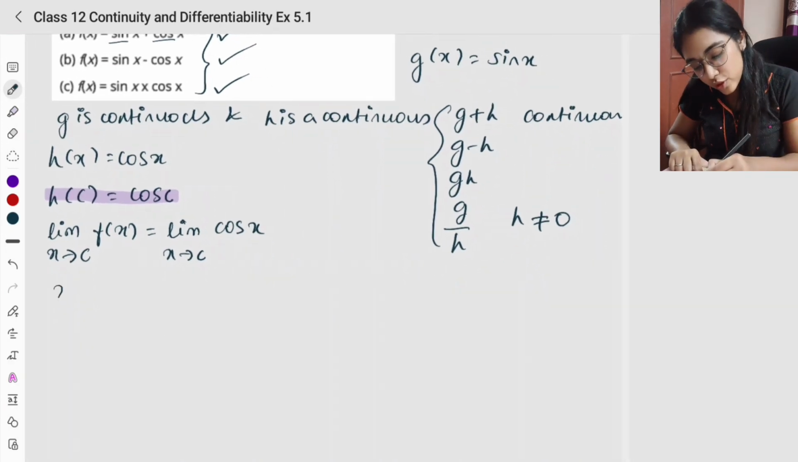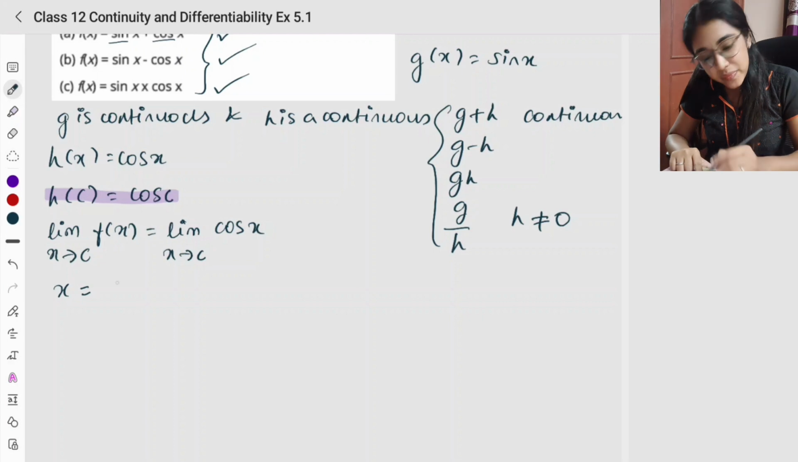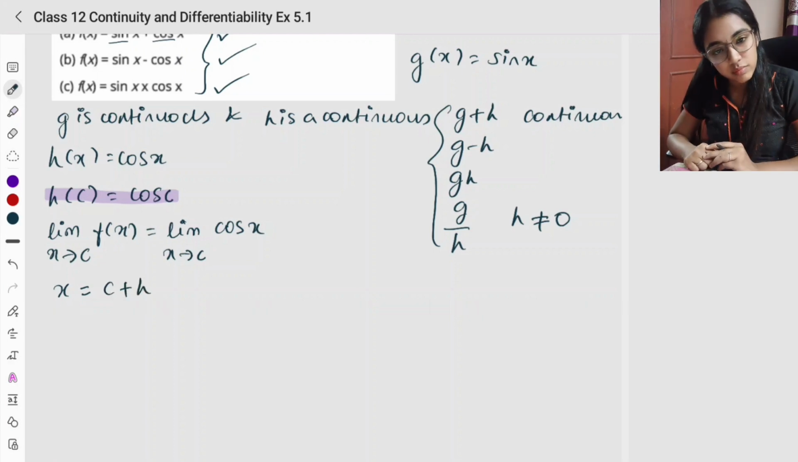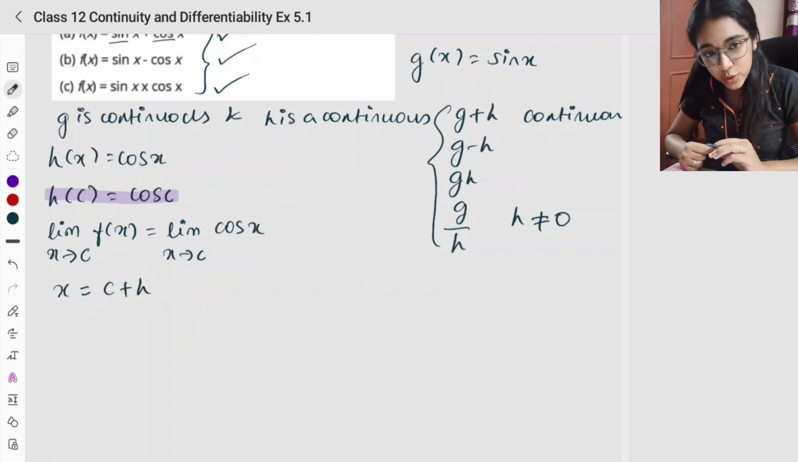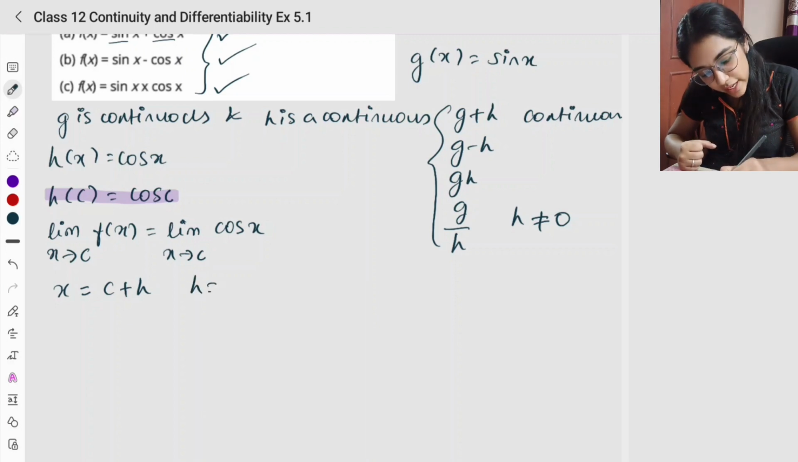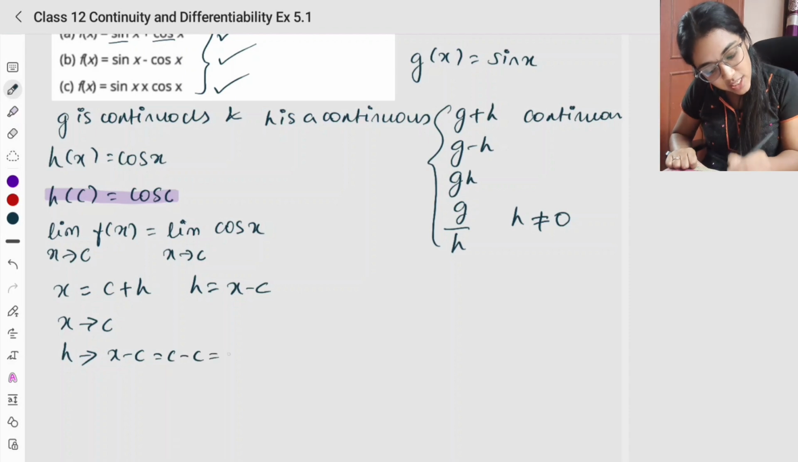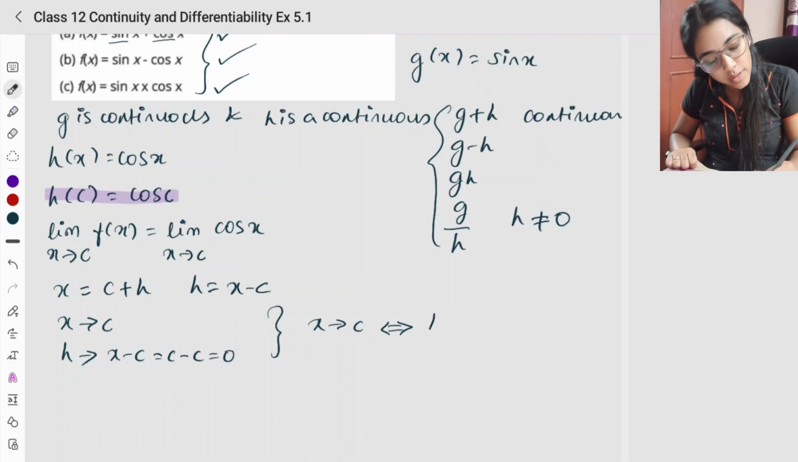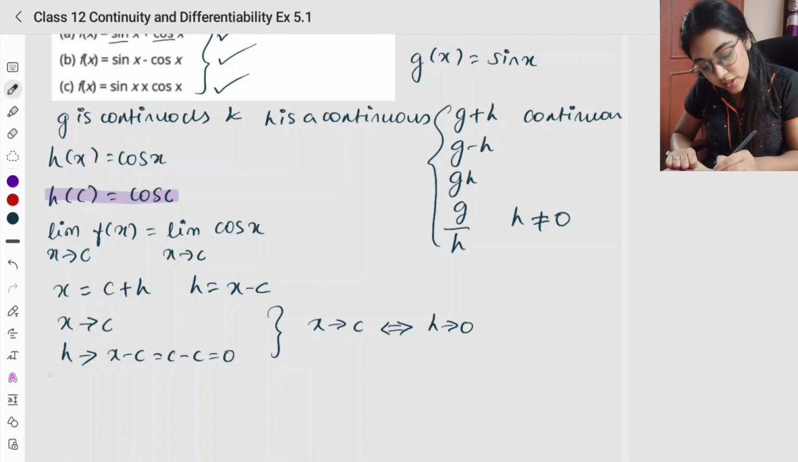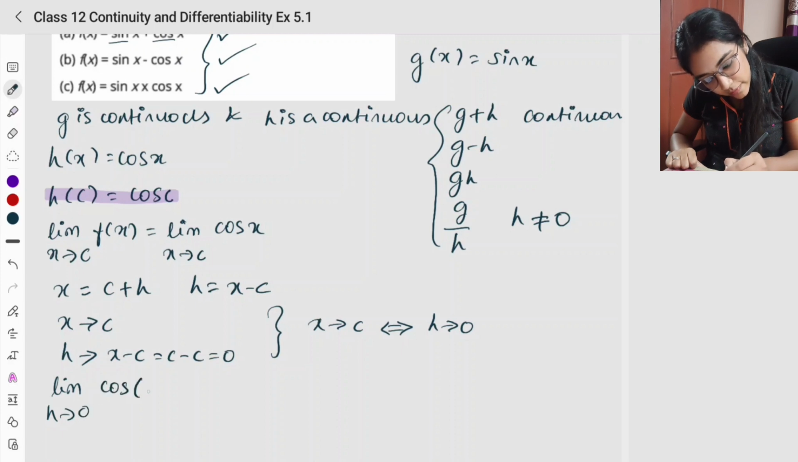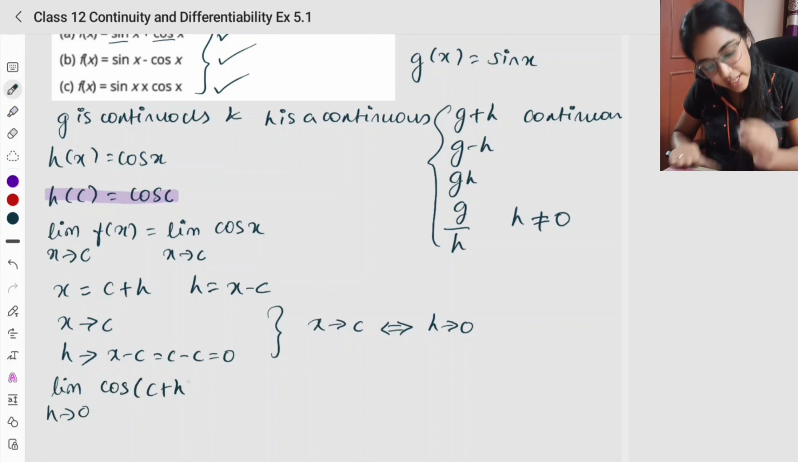என்னன்னு change பண்ண போறோம்? I'm going to change my x to be c plus h. இந்த மாதிரி change பண்ண போறோம். என்ன நமக்கு limitல value இருக்கோ that plus h. So what will my h become? h is going to be x minus c. அப்ப if x tends to c, my h will tend to x minus c, which is c minus c, which is 0. Correct? அப்ப x tending to c is very very equivalent to h tending to 0. இப்போ என்னோட limit எப்படி change ஆகும்? Limit h tends to 0 of cos of x another c plus h.